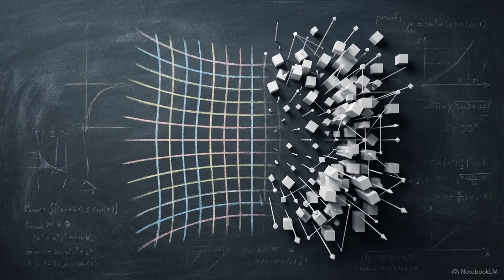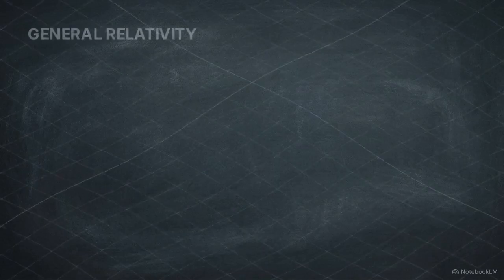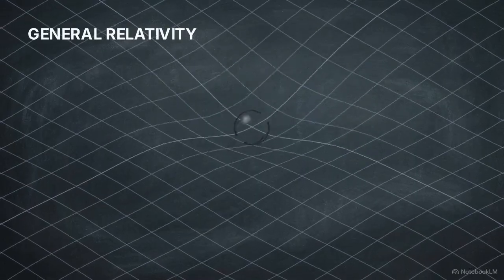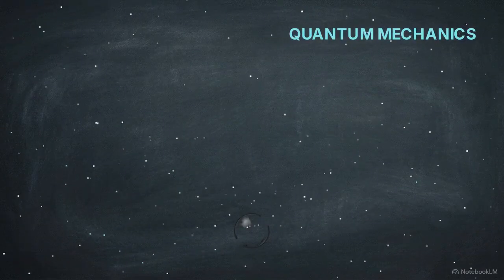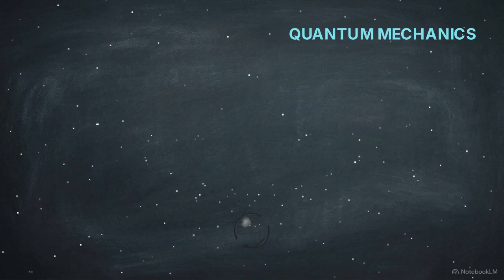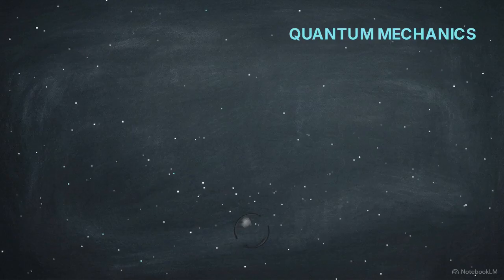Theoretical physics is caught in a standoff. On one side, general relativity models the universe as a smooth, continuous geometry. On the other, quantum mechanics describes a reality built from discrete, probabilistic states.